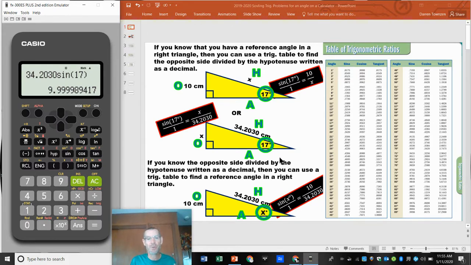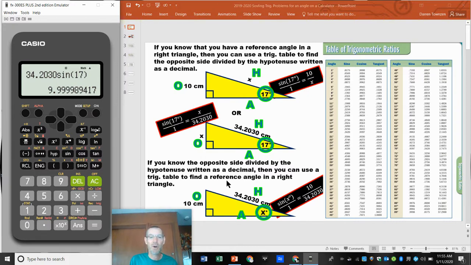So here's where we make the big logical switch to learning something new. We have known the angle, and there is only one decimal that can possibly match up with that angle. Today, we're going to do the inverse of that. If you know the opposite side divided by the hypotenuse written as a decimal, then you can use a trig table to find the reference angle in that right triangle.